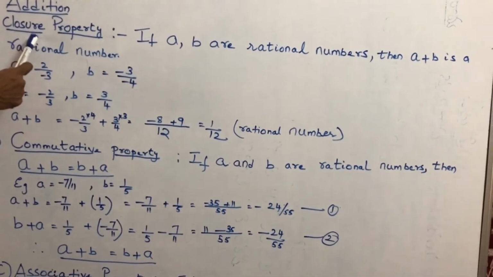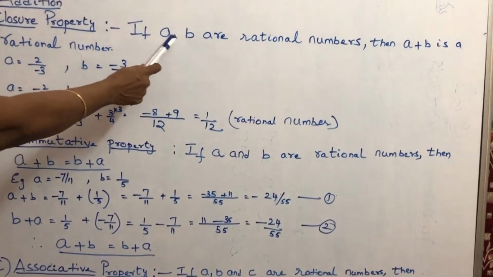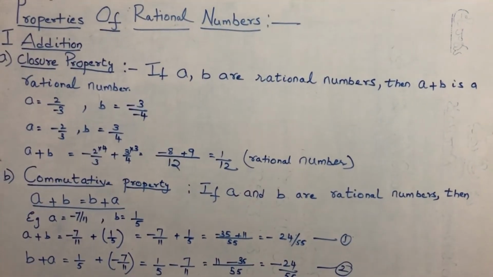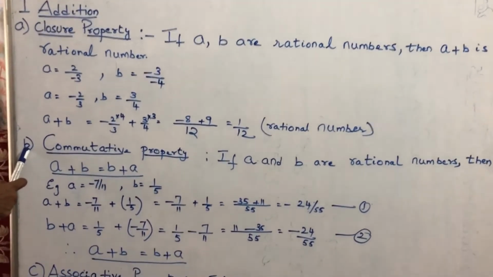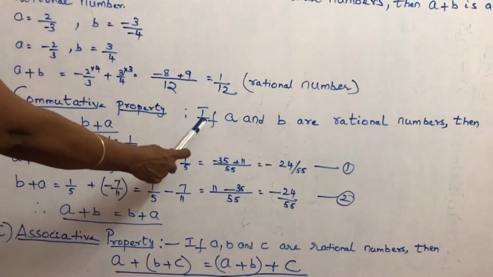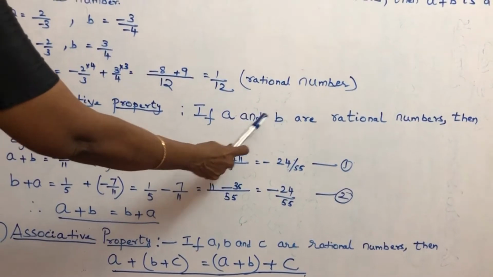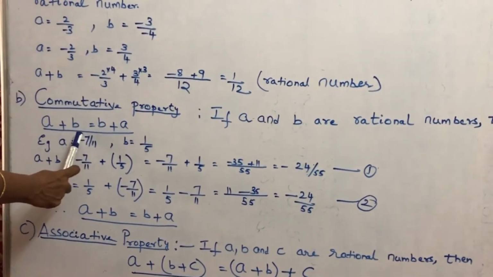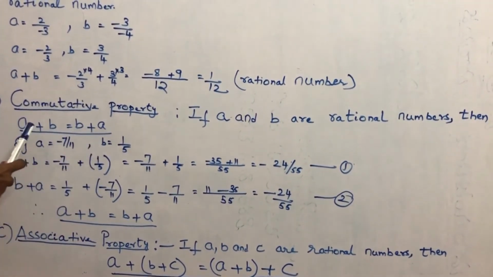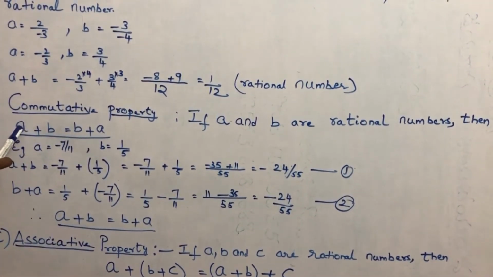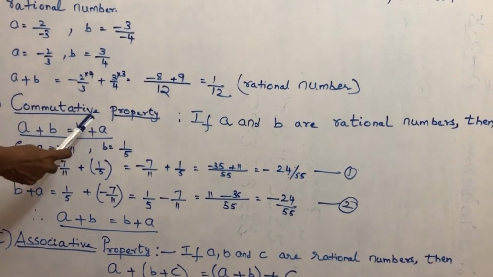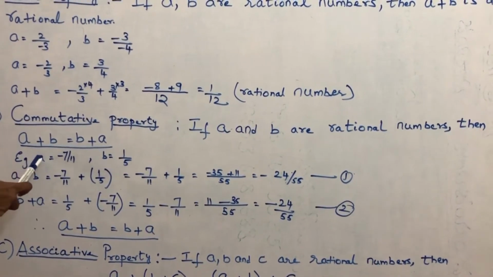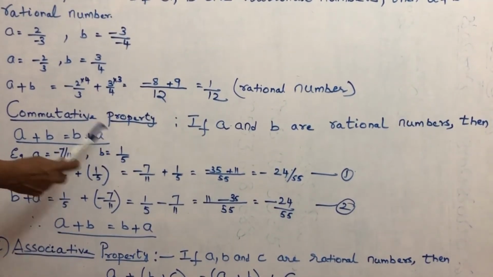We shall repeat closure property. If a, b are rational numbers, then a plus b is a rational number. The second property is commutative property. If a and b are rational numbers, then a plus b is equal to b plus a. You know, 3 plus 4 is 7. 4 plus 3 is also equal to 7. In the same way, the sum of two rational numbers can be found out.